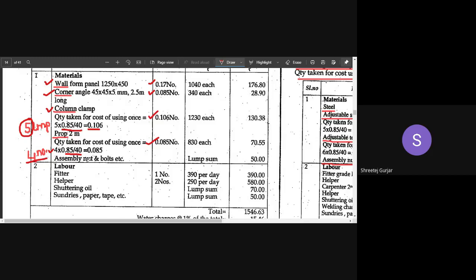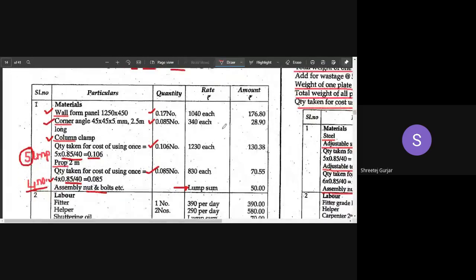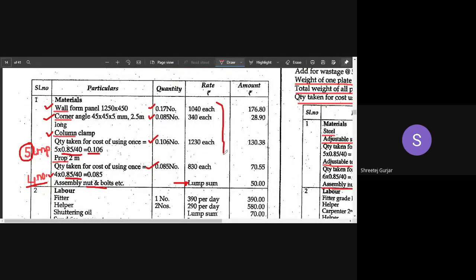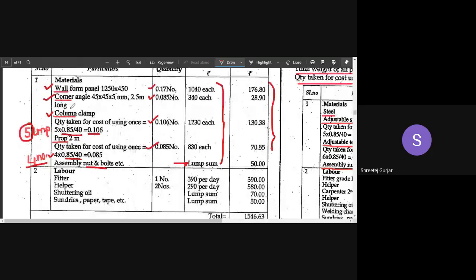Nuts and bolts we have taken as a lump sum. Then the rates we know, so we have multiplied the rate of each of these items and calculated the amount. Okay, so now we are done with material.